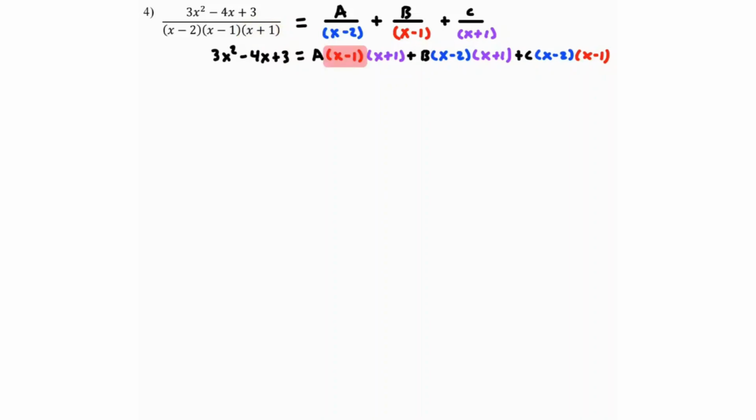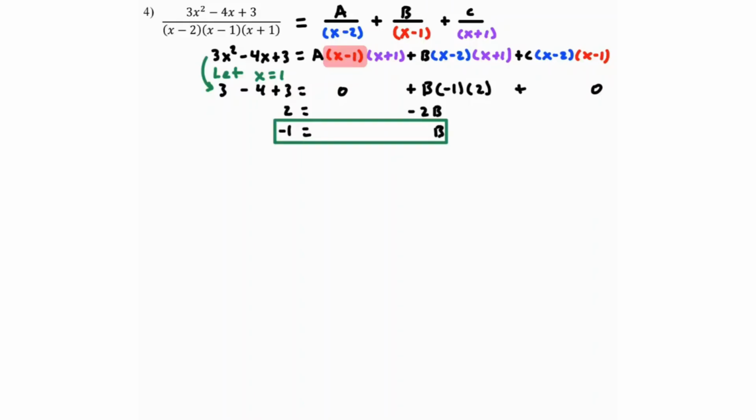Now let's look at this x minus 1. Let's let x equals 1. Substitute that in, and we'll get this. 3 minus 4 plus 3 is equal to 0, plus b times negative 1 times 2 plus 0. Do make sure that they actually do make 0. Don't assume it's 0, okay? Alright, simplify, and we get 2 is equal to negative 2b, or b is negative 1. So we solved for b.